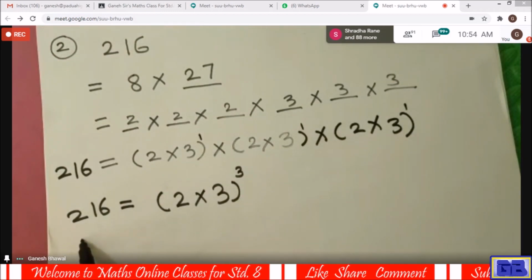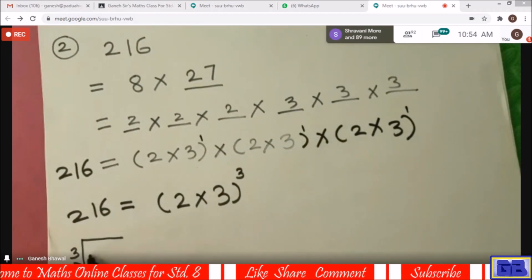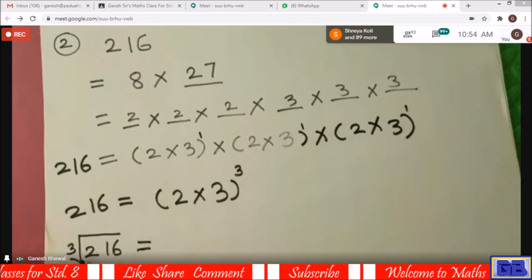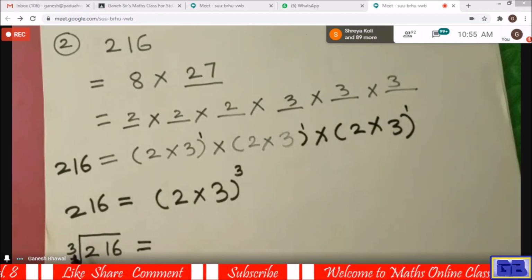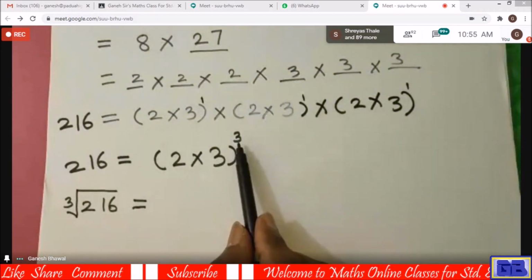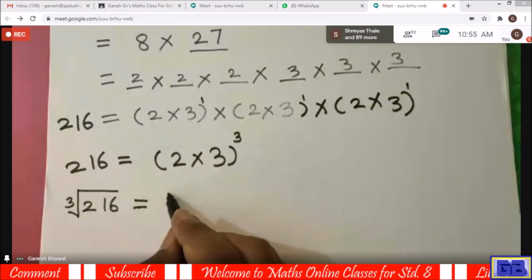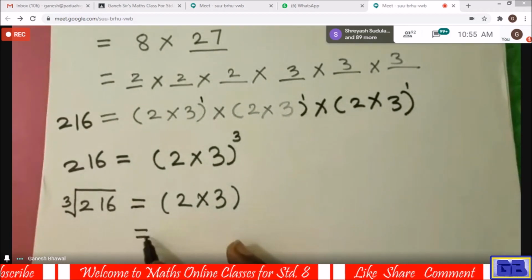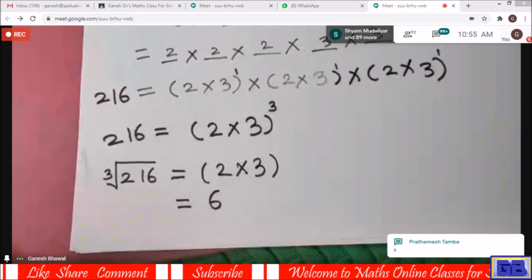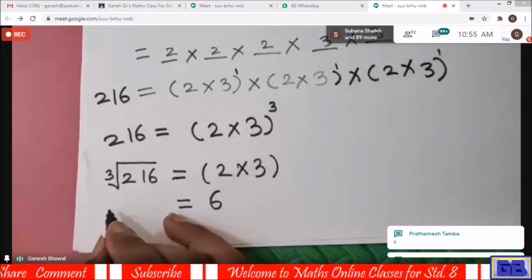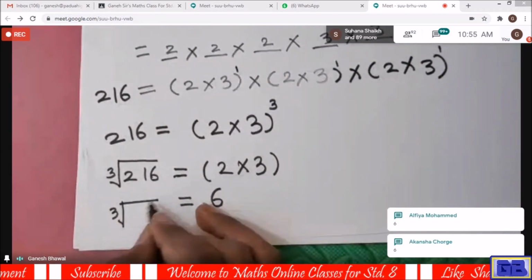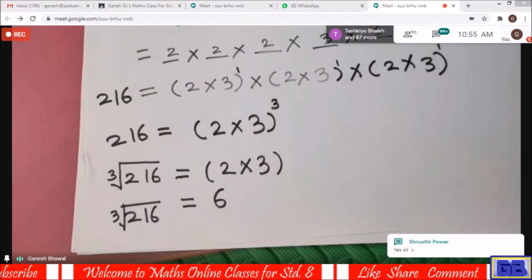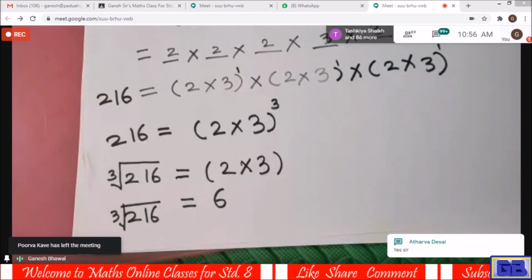Now take this in cube root form. 216 equals, as I said, when we take this cube root form, this we have to remove. Only 2 into 3 will remain. 2 3s are 6. Therefore, the cube root of 216 equals 6. Now we'll take some examples from practice set 3.3.